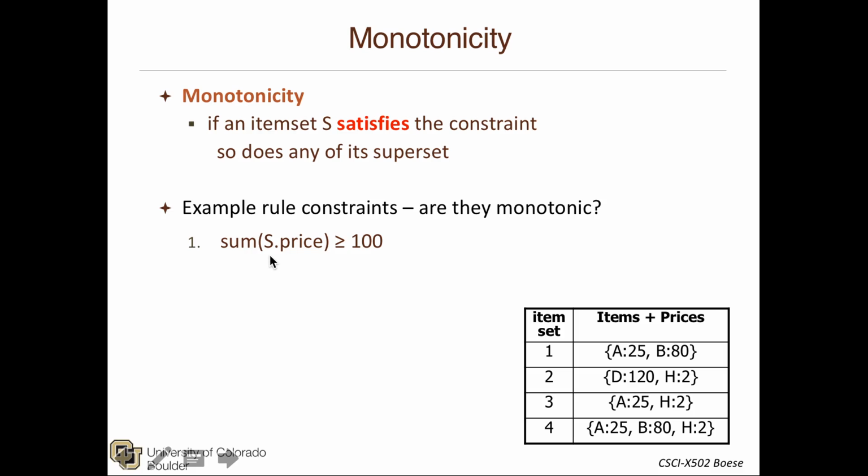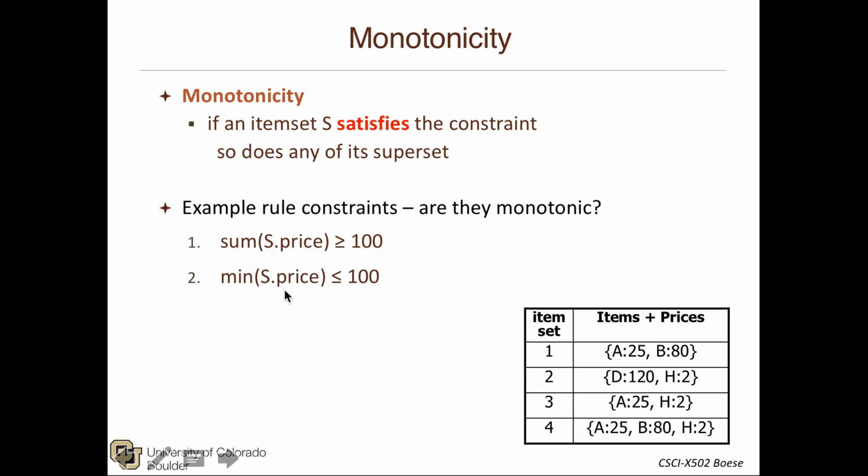Sum of the prices is greater than 100. So if we have a basket and we've got cookies and ice cream and meat and everything, and it comes out to $105 already, and we're still not done looking at anything that might include additional items. If we're already satisfying this, then any items we add to the superset will still satisfy this because there are no items that have negative values. So this would be an example of a monotonic constraint.